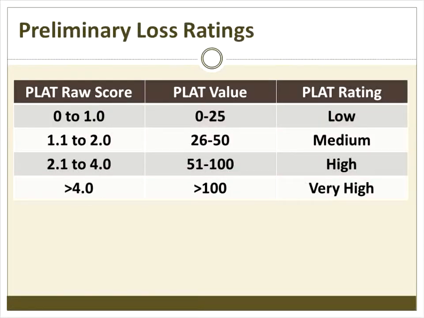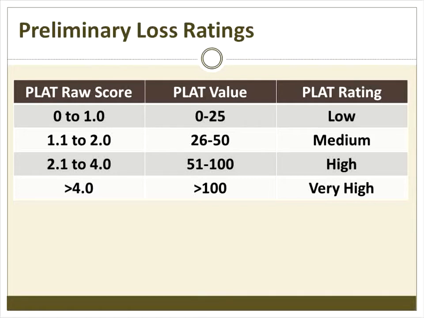We have raw scores that are calculated, but then these are transformed into the North Carolina PLAT values. So if we lose 0 to 1 pounds of phosphorus per acre per year, that has a value of anywhere from 0 to 25, and we consider that low. 1.1 to 2 has a PLAT rating of 26 to 50, and it's considered medium. At those two particular PLAT ratings, you can continue to apply on a nitrogen basis.